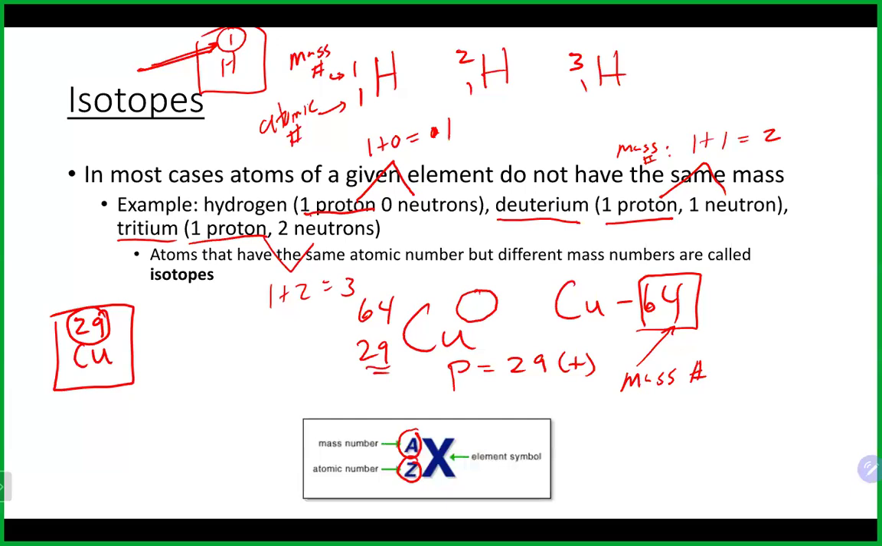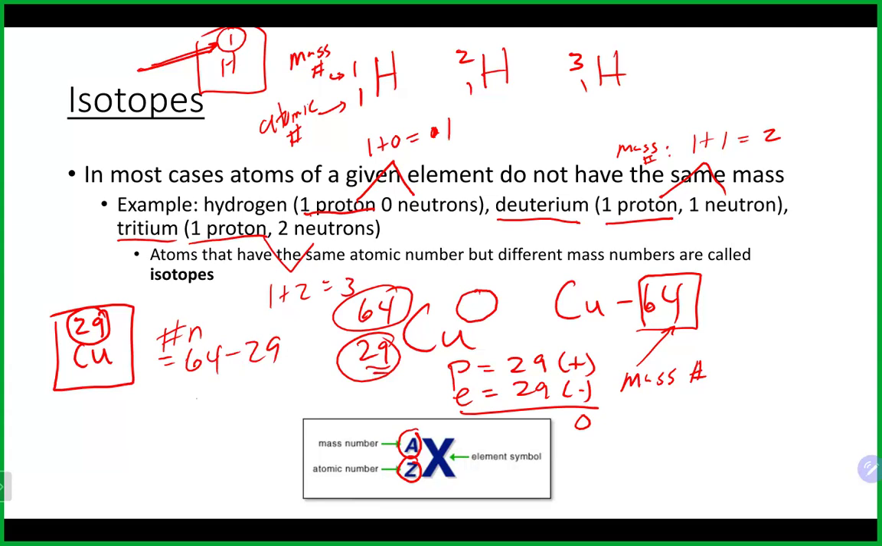And because it's neutral, how many electrons should it have? It should also have 29 to balance it out. If you take all 29 positive things and add them to 29 negative things, that is no charge overall, right? It's all neutral. Now, the number of neutrons in this case would be our mass number, which is 64, minus our atomic number, which is 29, 35 neutrons in this case. Any questions on how we got any of those there?